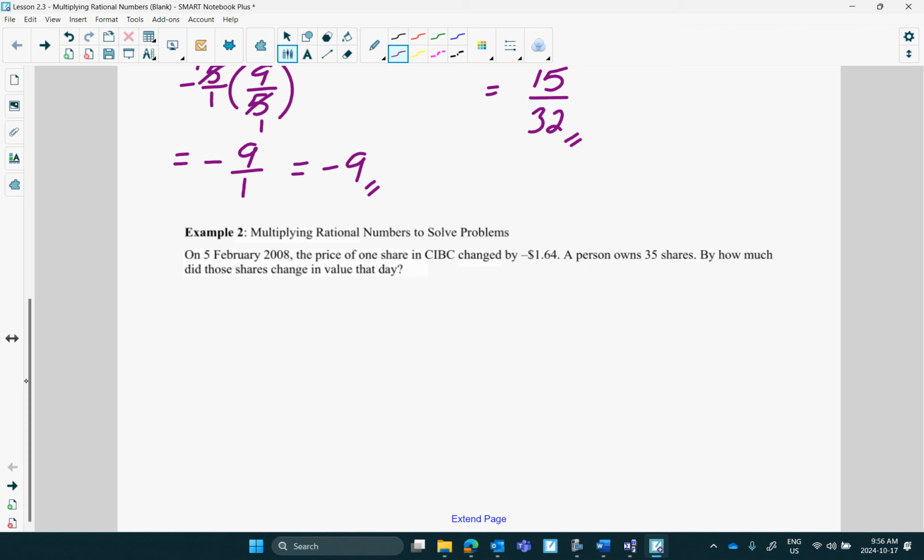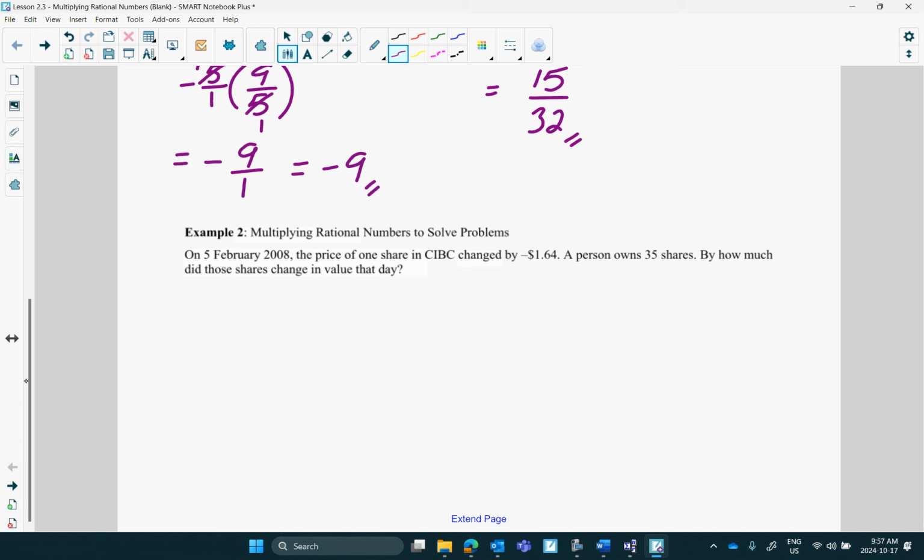So on February 5th, the price of 1 share, that's like buying part of a company, in CIBC, the bank, changed by negative $1.64. That means the value of the share you bought went down. Okay? If a person owns 35 shares, how much did the shares change in that day? How would I figure that out?